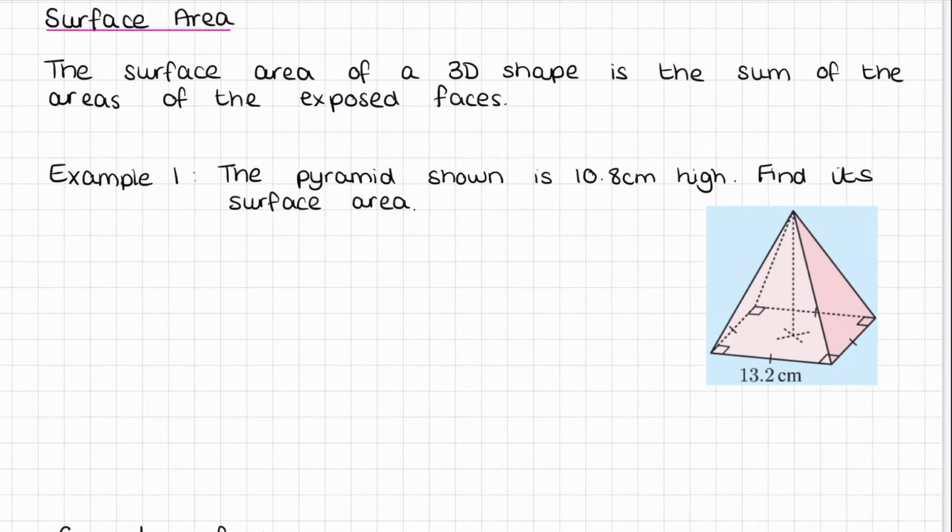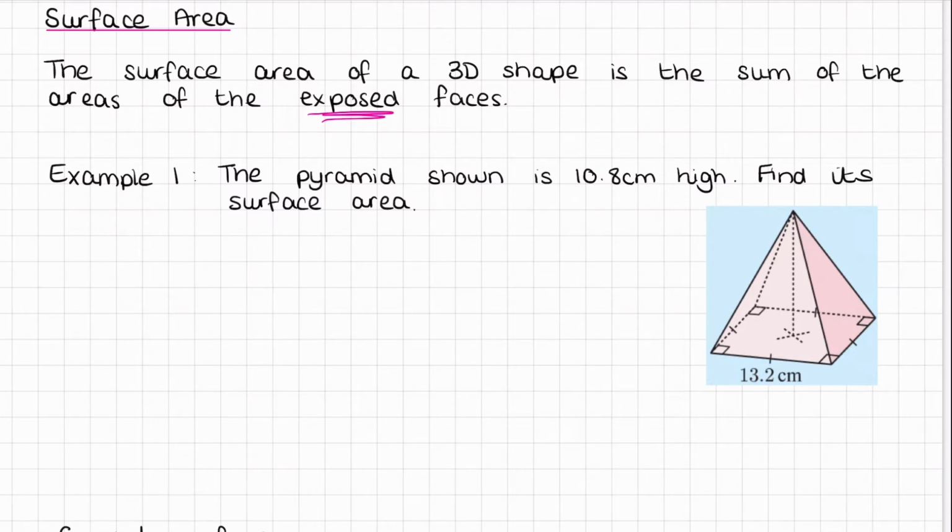Now onto surface area. The surface area of a 3D shape is the sum of the areas of the exposed faces. Basically, find the area of each side and add them all together. The purpose of the word exposed faces here is that if you have a combined shape or a composite shape, you may have sides that are not exposed because it's the join between the two shapes, so they wouldn't be included in the surface area.